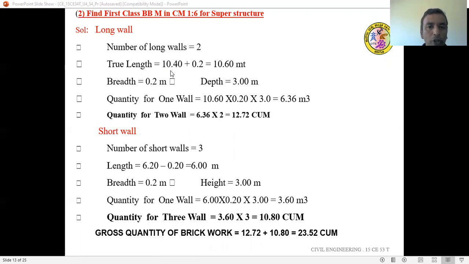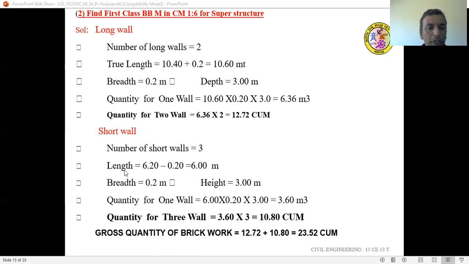After getting the true length, you can easily find the quantity for one wall. True length of the wall multiplied by the breadth of the wall multiplied by the height of the wall, which is given in the drawing, that is 6.36 cubic meter. The quantity of two walls is equal to 12.72 cubic meter. Then come to the short wall, the number of short walls is 3.